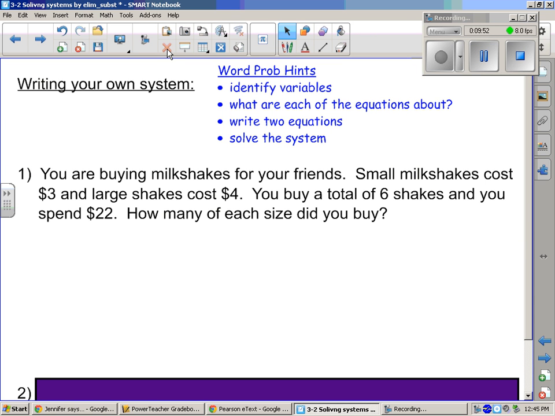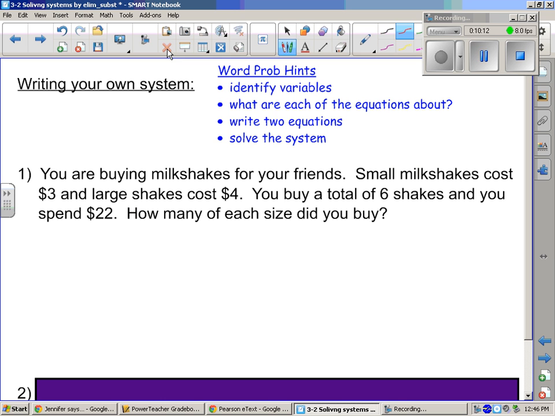You are buying milkshakes for your friends, because I love milkshakes. You're really nice. So, chocolate. Okay, small milkshakes cost $3 and large milkshakes cost $4. I'll take a large, please. Okay, we will buy a total of 6 milkshakes and we spend $22 total. How many of each size did you buy?